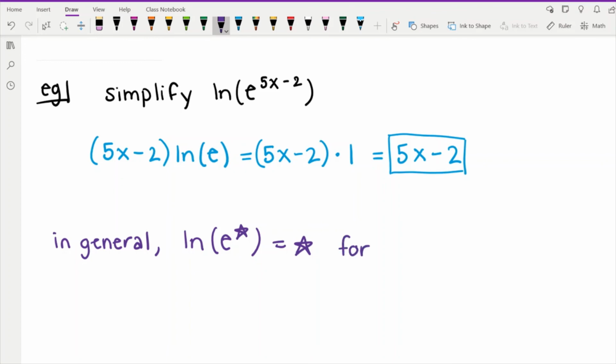So I'll say for any expression, regardless of how complicated that exponent is, if you're doing ln of e to something, that's always going to reduce to just being that exponent. And it's just because of this logarithm rule with exponents that happens.